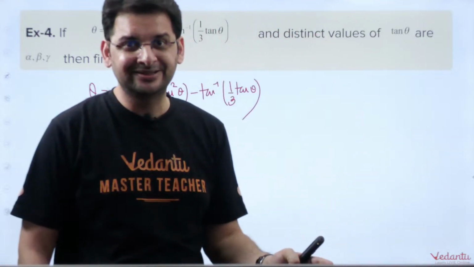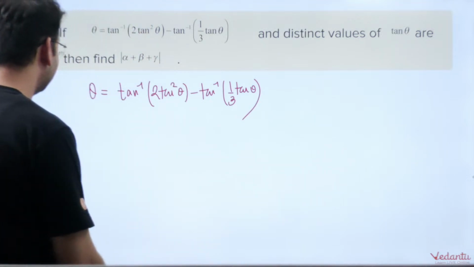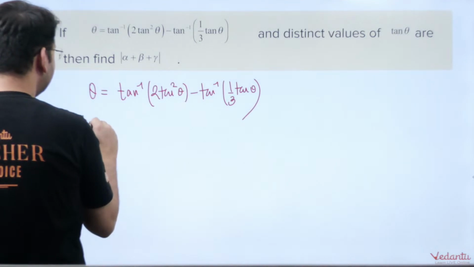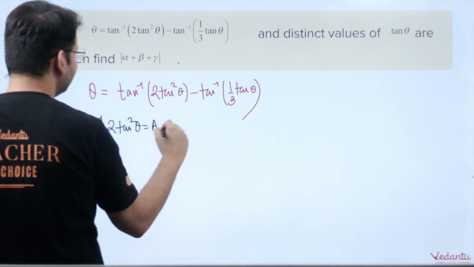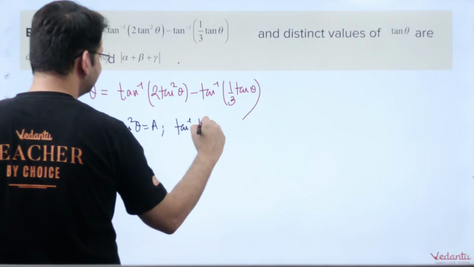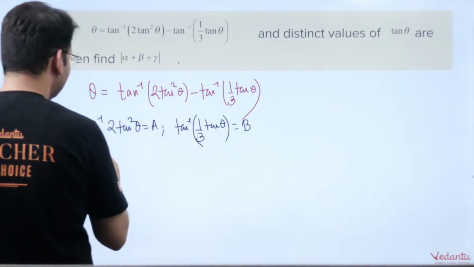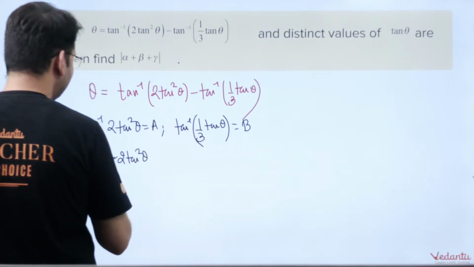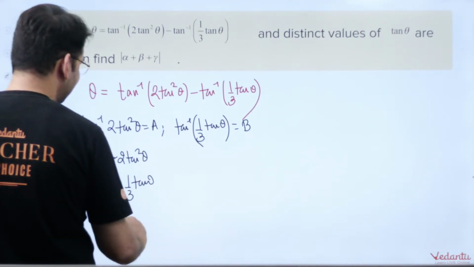So this is the beauty of mathematics. Whatever you are afraid of, you can always remove it, as per your convenience. I'm afraid of these two terms, so I'll remove these. Let tan inverse of 2 tan square theta be A, and tan inverse of (1/3) tan theta be B. So this gives tan A is 2 tan square theta, tan B is (1/3) tan theta, and theta is equal to A minus B.